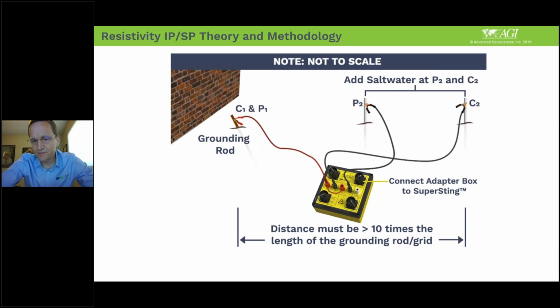Now for fall off potential, I'm just showing you the layout of that related to this adapter box that would be connected to the Super Sting. And you can see the A and M, or the C1 P1, are jumpered together. In some protocols, they require you to run a separate wire out, but it's the equivalent to jumpering those two to connect to the grounding. It says grounding rod, but typically it's a grounding grid. And then having a rover potential electrode and a distant current electrode.